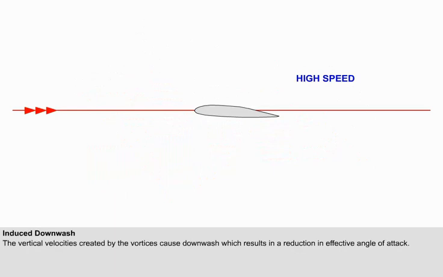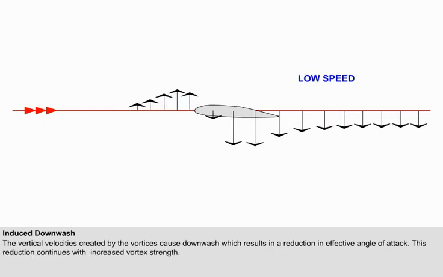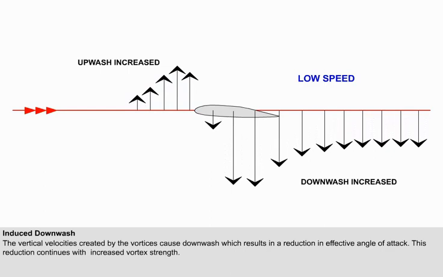Trailing edge vortices create certain vertical velocity components in the airflow near the wing, both behind and in front of it. These vertical velocities cause a downwash over the wing, which, in turn, causes a reduction in the effective angle of attack. As the vortices increase in strength with increased angle of attack at lower speeds, there is further reduction in the effective angle of attack.